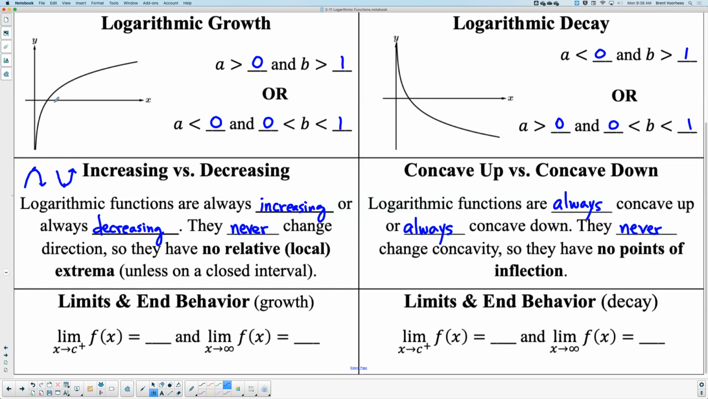Now, as we get closer and closer to the value of C, whatever C is, in this case it looks like the y-axis. As we get closer and closer to the y-axis, what's happening to my y values? They're decreasing. Put negative infinity there.